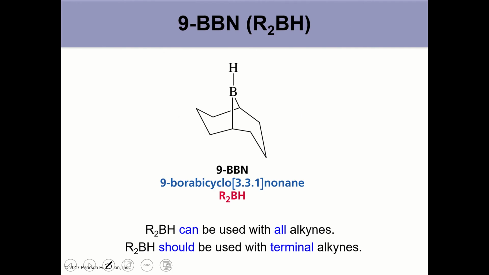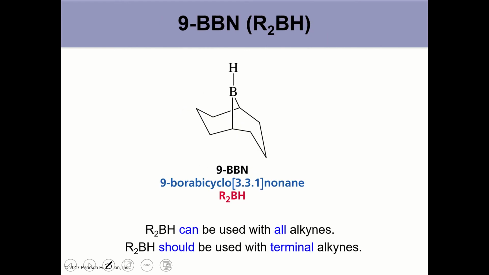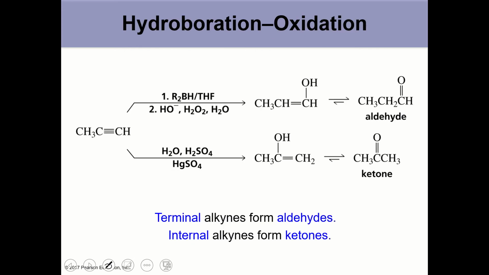But what if we did have a more and a less substituted carbon? We know that boron is an electrophile. This is our preferred reagent because it requires a 1-to-1 ratio instead of a 1-to-3 ratio.